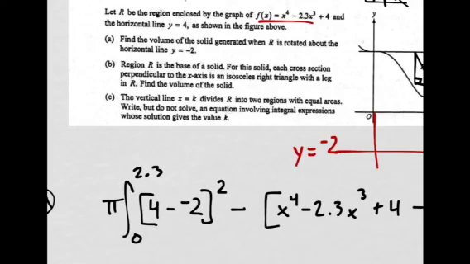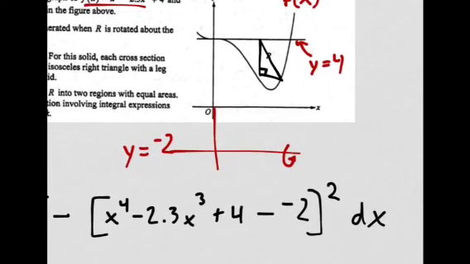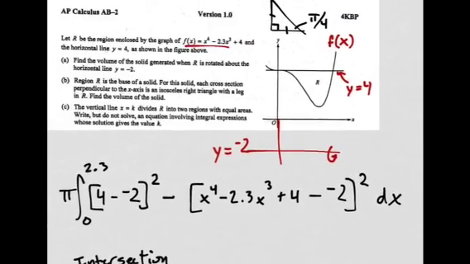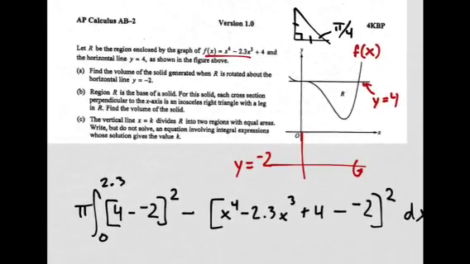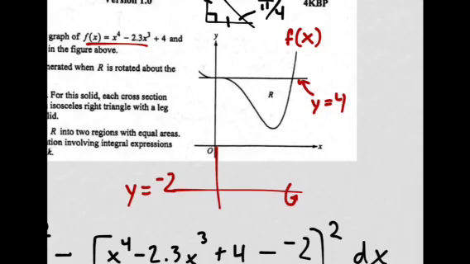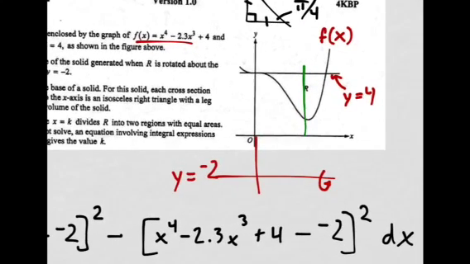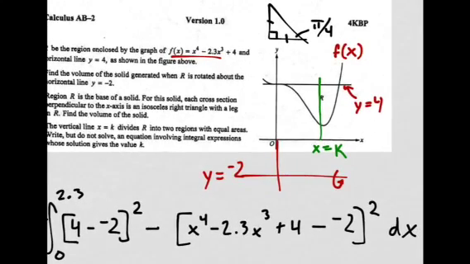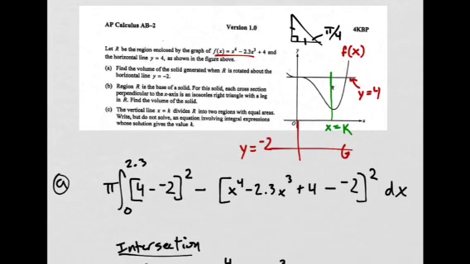The vertical line x equals k divides R into 2 regions with equal areas. Write but do not solve an equation involving the integral expression whose solution gives the value of k. So we have to write out the equation as if we were to solve it, but we don't have to solve it. So that saves us some time. So there is some line y equals k, right? No, x equals k. Ooh, the vertical line x equals k. Okay. So we have the vertical line x equals k, and somewhere, I don't know what value k is, but somewhere it divides it into two equal areas, right?